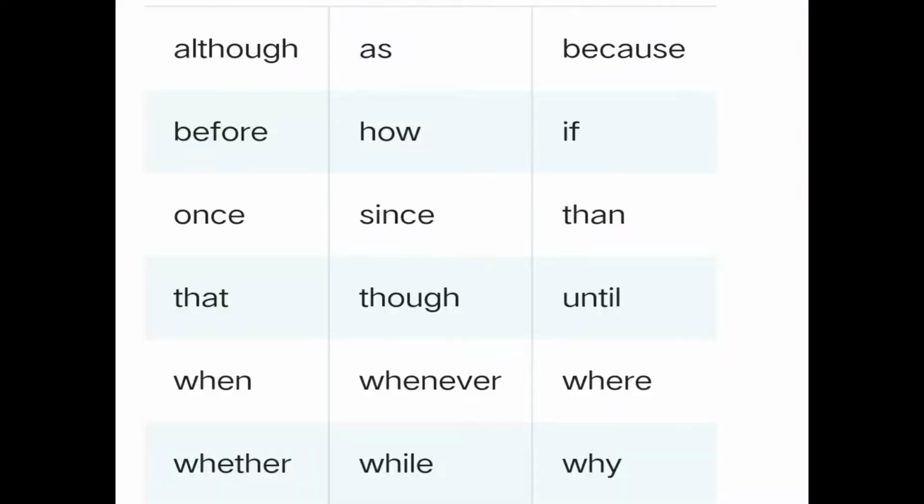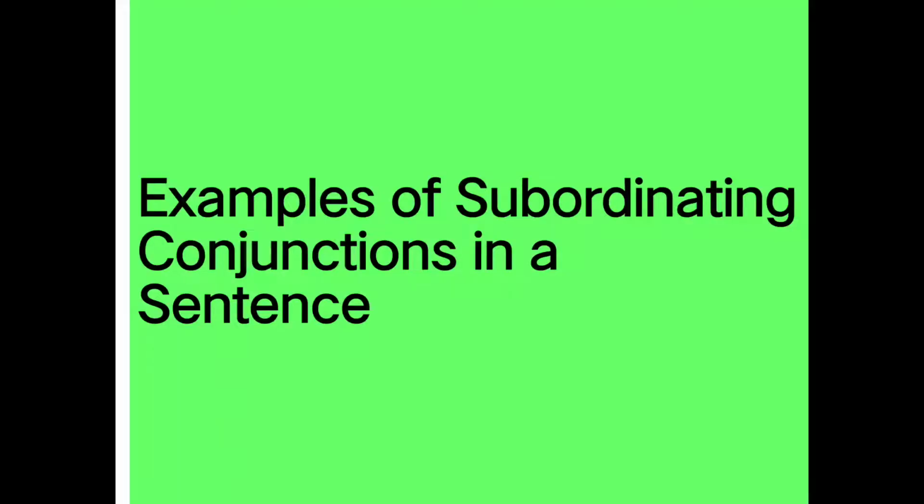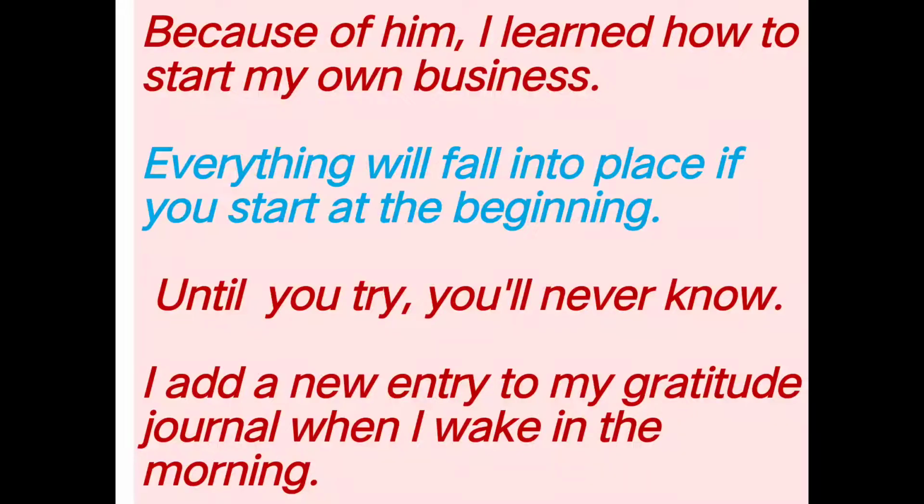Let's have once again: although, before, once, that, when, whether, as, how, since, though, whenever, while, because, if, then, until, where, why. So these are some more subordinate conjunctions which you have to learn. Now we will discuss some examples of subordinating conjunctions. First sentence for you is written here: because of him I learned how to start my own business.